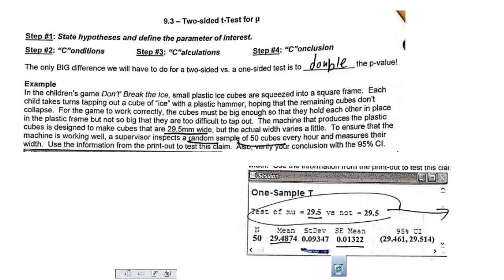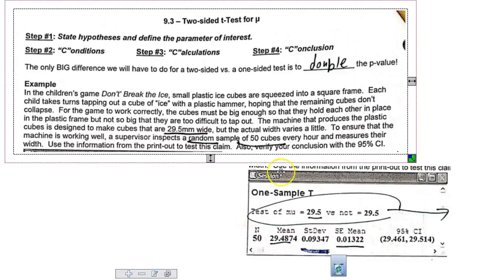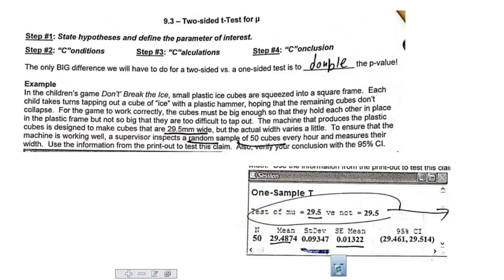To ensure that the machine is working well, a supervisor inspects a random sample of 50 cubes every hour and measures the width. We're going to use the information from our printout here to test the claim, and we're also going to verify this claim with a 95% confidence interval. So there is some information that we want to highlight as we're working through this problem, and we are also given a little bit of a computer printout here.